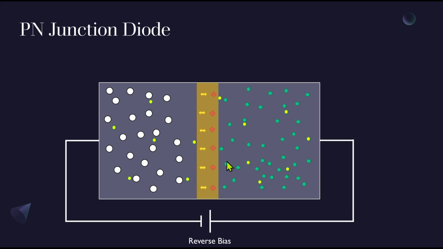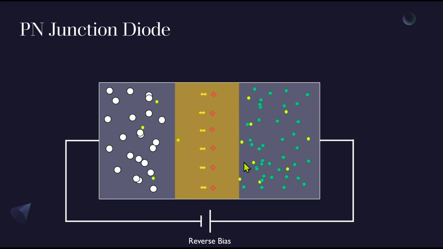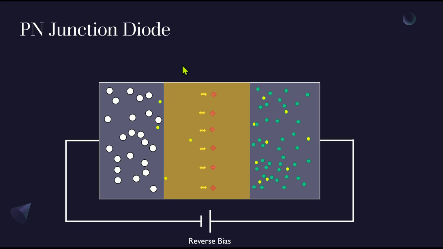Let us consider biasing. Now what we are doing here is, all the holes are connected to the negative terminal of the battery, and all the electrons are connected to the positive terminal of the battery. What will this do? It will attract all the holes away from the junction and all the electrons away from the junction. This will increase the size of the depletion layer. That means the movement of holes or electrons will not occur in this format, and we call it the reverse bias of the PN junction diode.